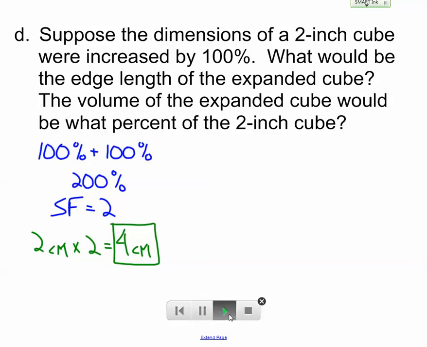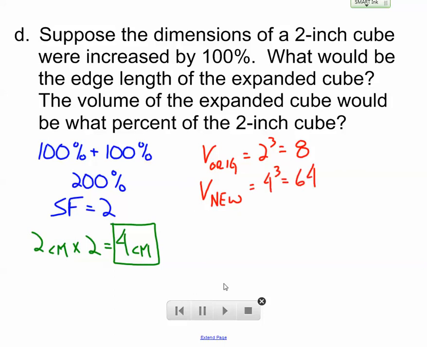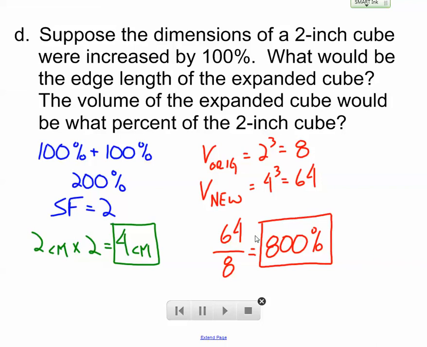So now let's deal with volume here. The volume of the original is 8. And the volume of the new is 64. So as a percentage of the 2-inch cube, the volume would be 800% of the original.